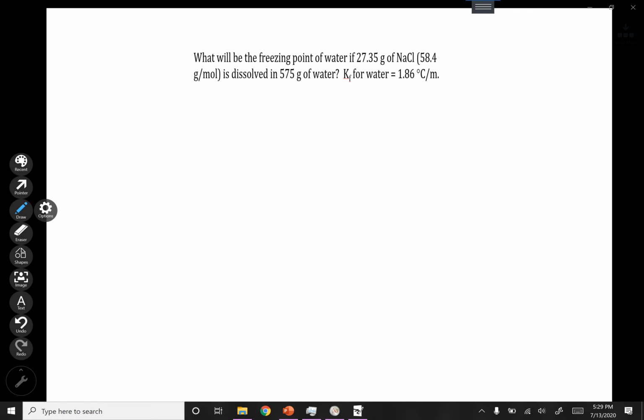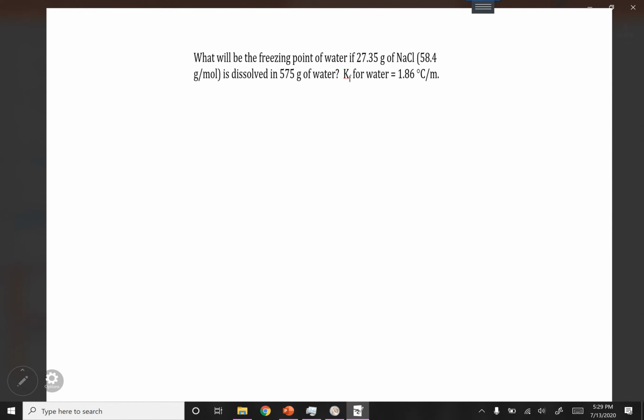Okay, so let's take a look at this one. They've asked us to calculate the freezing point of water if we add this much salt to it. So let's take a look at how to do this. The first thing we know is that it will be this type of equation, or this type of problem. So we're just going to say, okay, delta T freezing equals Kf times little m.